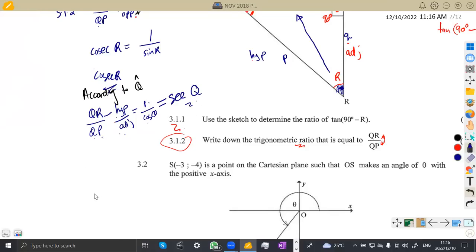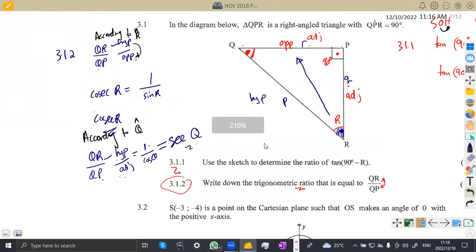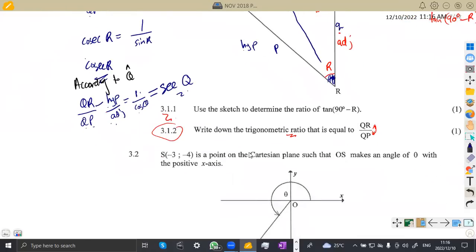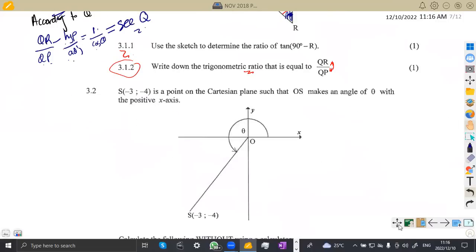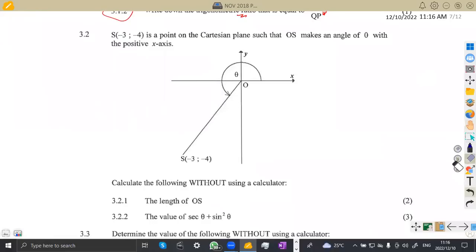So take note, guys, of your 6 trigonometric ratios. 1 over cos is equivalent to sec. So it is going to be sec Q. Like I said, it depends on the direction. So you can have this. There are so many ways that you could have obtained these answers. All right, let's check the other part, which is 3.2.